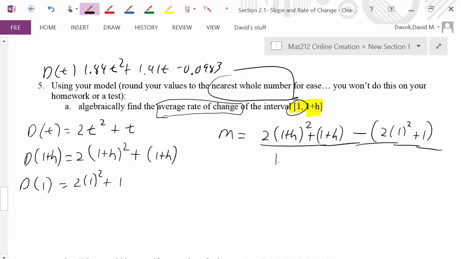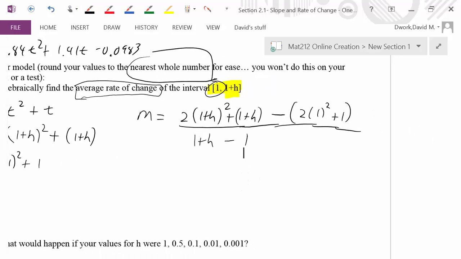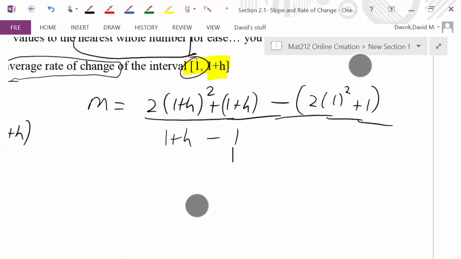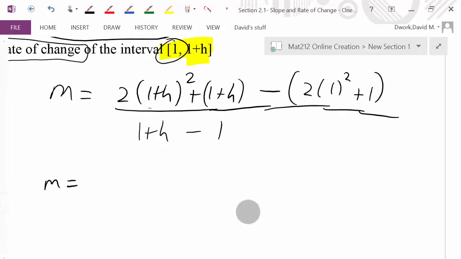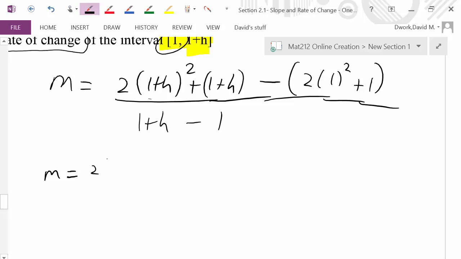So it's going to be 1 plus h minus 1. All right, here comes the fun algebra. Let's simplify this and work it as much as we can. First things first, let's FOIL this 1 plus h through. Let's go ahead and find the product of that. So that would be 2 times... All right, FOILing that through. That would be 1 plus, let's see, h plus h plus h squared.